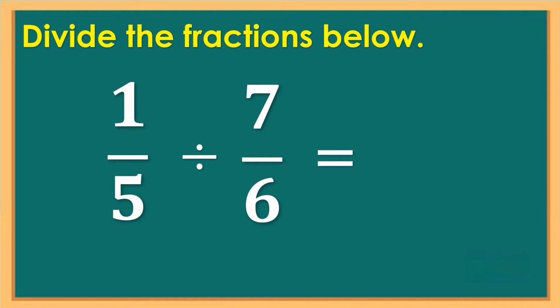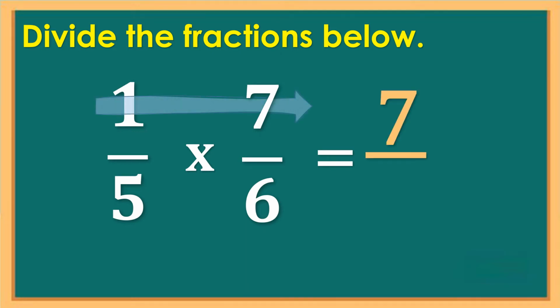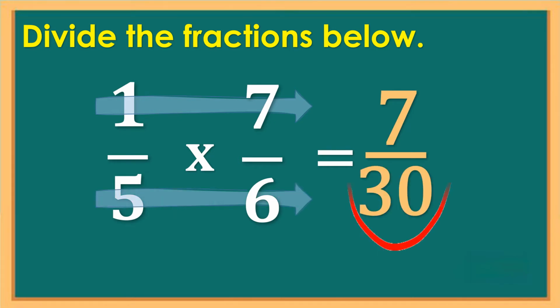Then let us change the division sign to multiplication sign. Instead of dividing, we will multiply. 1 times 7 equals 7. 5 times 6 equals 30.